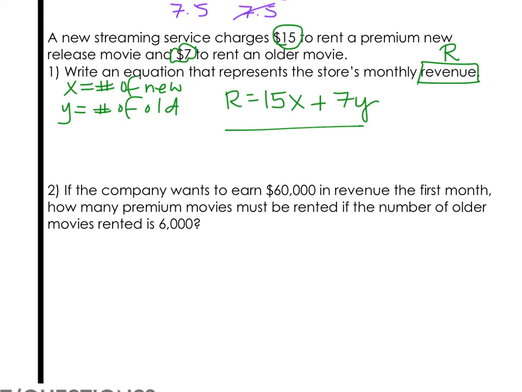The second part, if a company wants to earn $60,000 in revenue, how many premium movies must be rented if the number of old movies rented is 6,000? So we have to think about where we're plugging this information in. If 60,000 in revenue is listed first, that's our R value. We're trying to find premium movies, that would be the variable X, which means we have to know the variable Y. So in this case, Y equals 6,000. All right, plug in what you know and see if you can solve for X. And then again, press play to see how you did.